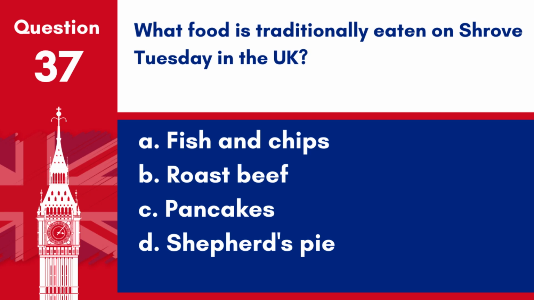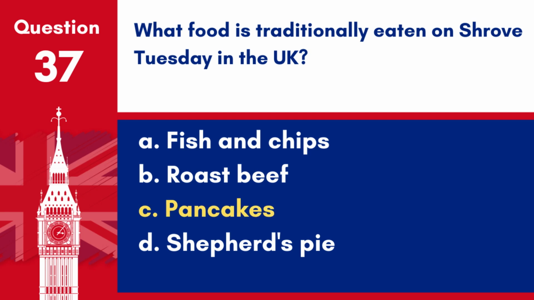Question 37. What food is traditionally eaten on Shrove Tuesday in the UK? A. Fish and chips, B. Roast beef, C. Pancakes, D. Shepherd's pie.